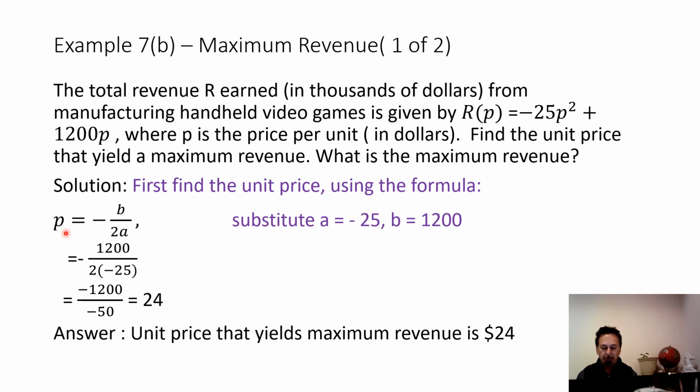using the formula P equal to minus b over 2a. We substitute a equal to minus 25 and b equal to 1200. So P becomes minus 1200 over 2 times minus 25. Simplifying, it becomes negative 1200 over minus 50. So we divide, and it gives you 24. So the unit price that yields maximum revenue is $24 per handheld video game.